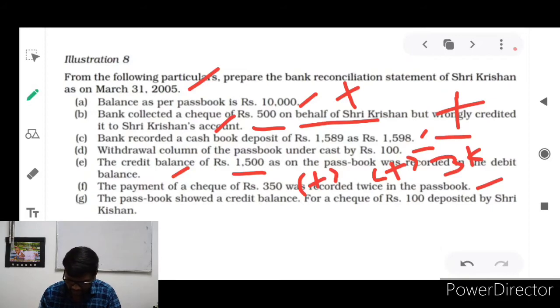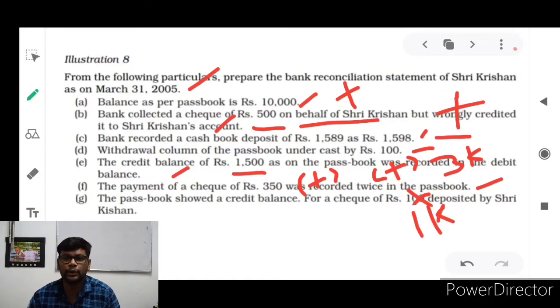And last one is, the passbook showed a credit balance for a check of rupees 1000. It is not 100. It is 1000 rupees, deposited by Sri Kishan. K means 1000. Don't confuse. It is K. 1000 rupees deposited by Sri Kishan. So if you, Sri Kishan, deposited money in your bank account, that information will be available in your cash book.